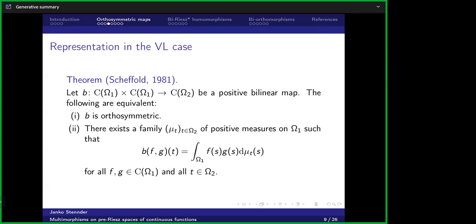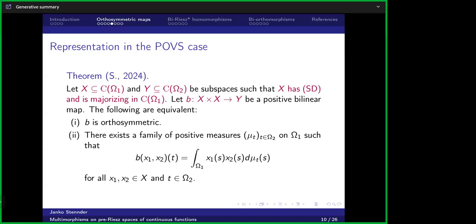That was done over 40 years ago, and now the question is, does it still hold in a partial vector space case? And then yes, but we have to assume some additional conditions. So in this case, we have the subspaces of the continuous functions, but the domain now has to satisfy the property B. It still needs to be majorizing in the space of continuous functions. It means that above every continuous function, I need to find limits.